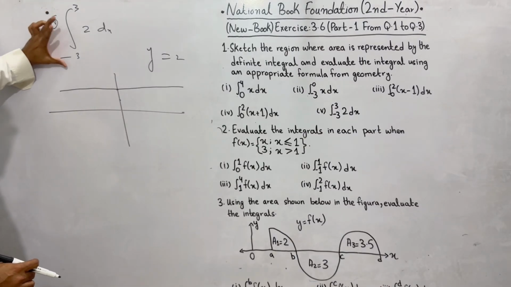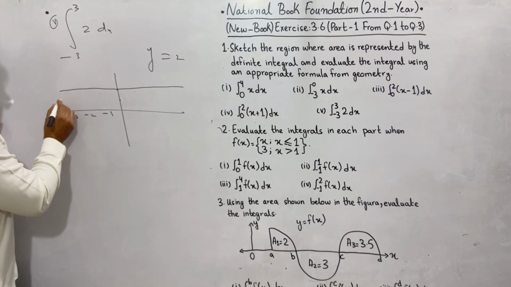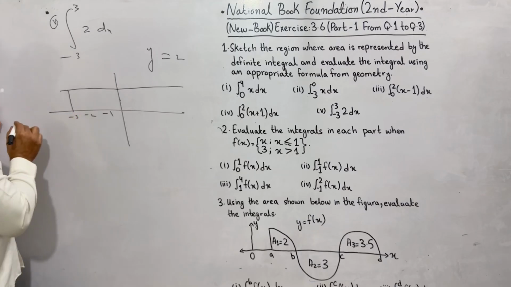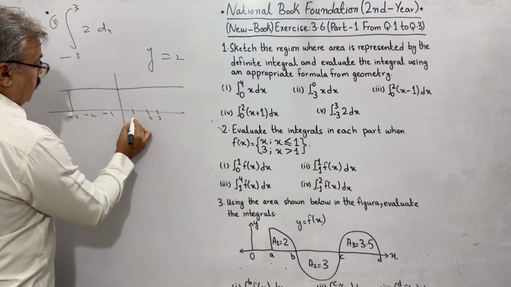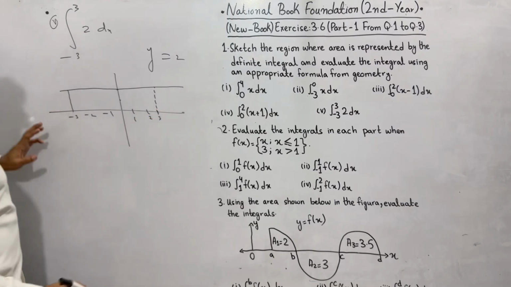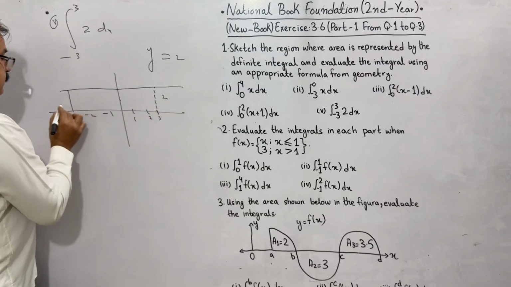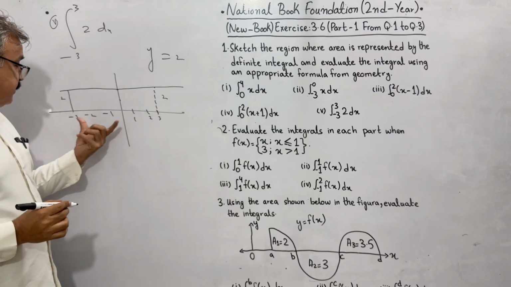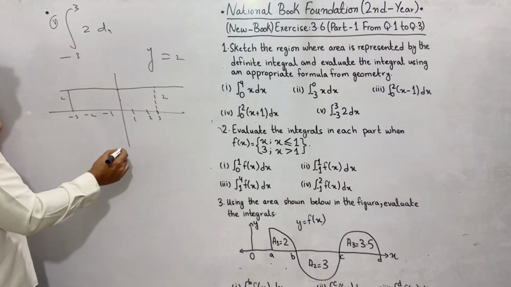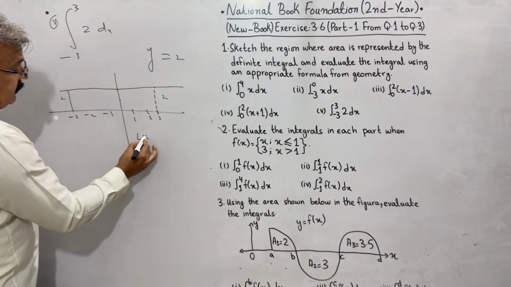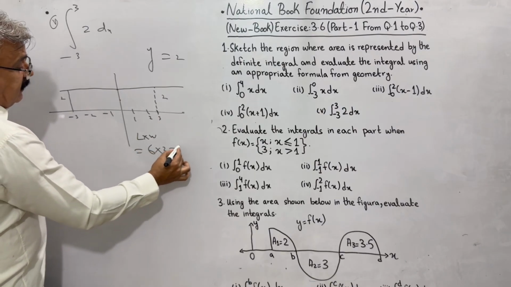And the range of x is from minus 3 to 3. Minus 1, minus 2, minus 3, and positive 1, 2, and 3. This is our shape. Our height is 2, and our stretch of x is 6. It's a simple rectangle. Its area is given by length times breadth. It's 6 times 2. 12 is our answer.